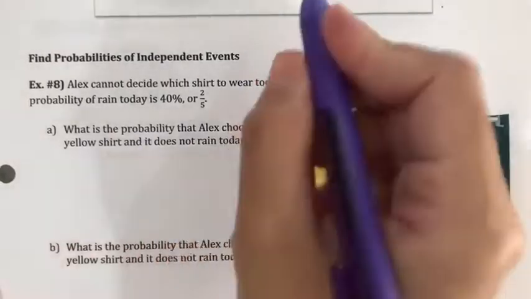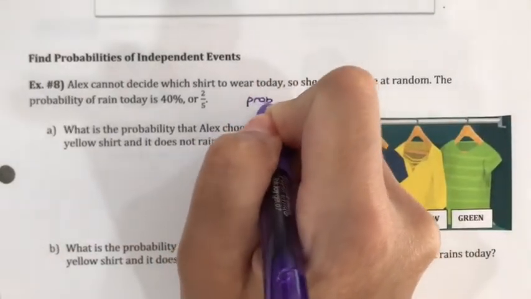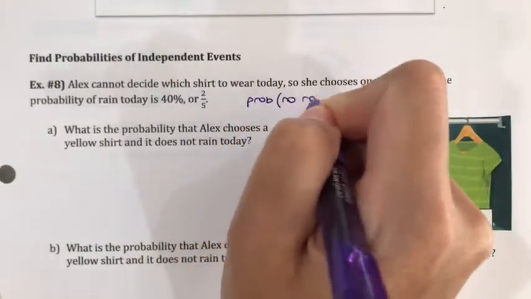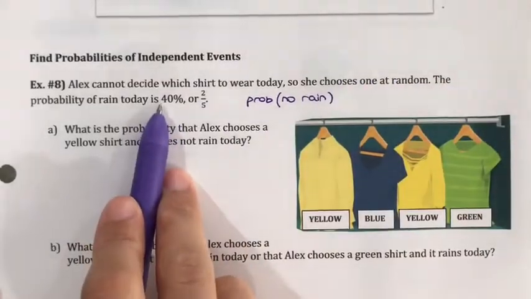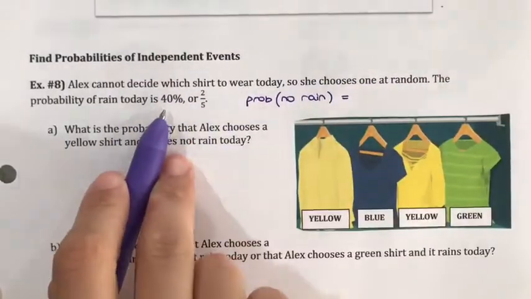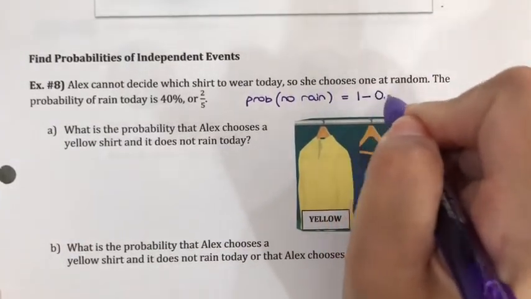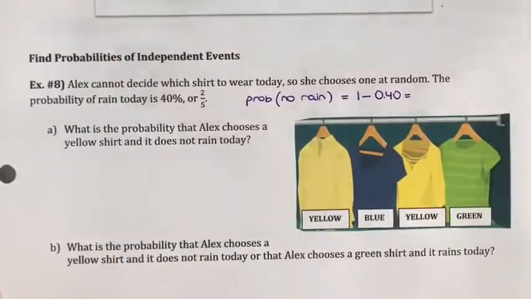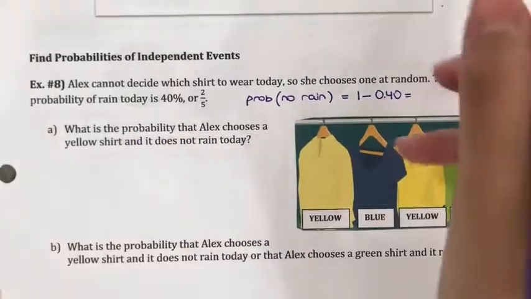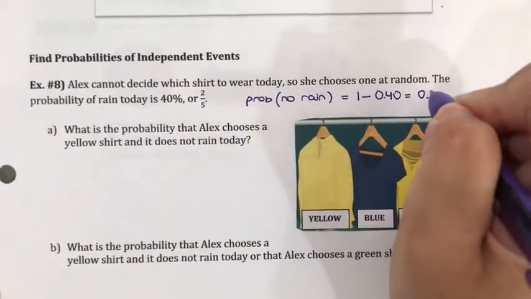So that would mean that the probability of no rain would be what we call the complement of this. We saw that in the previous section. We would do 1 minus the 40%, which is 60%.